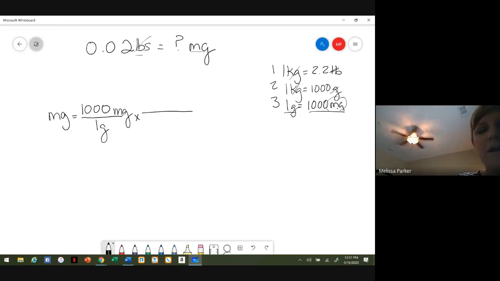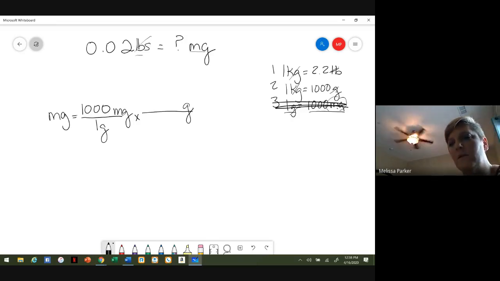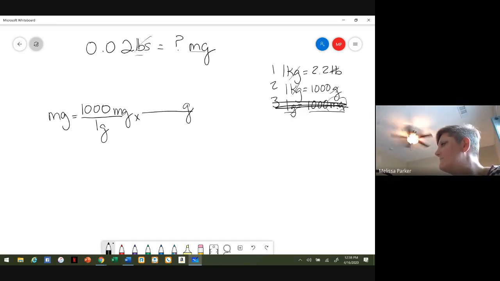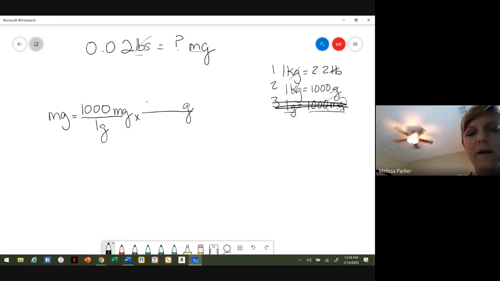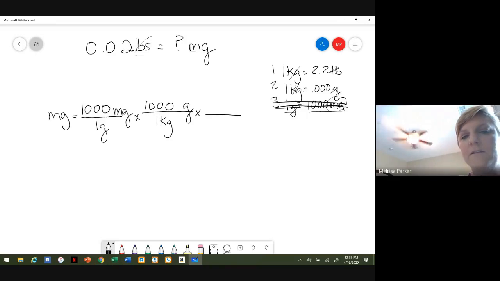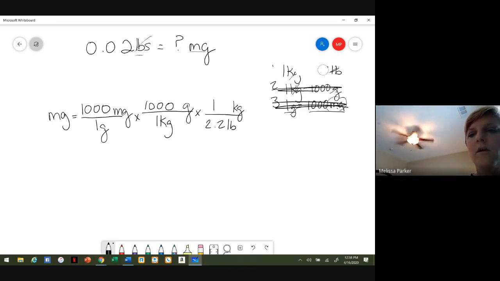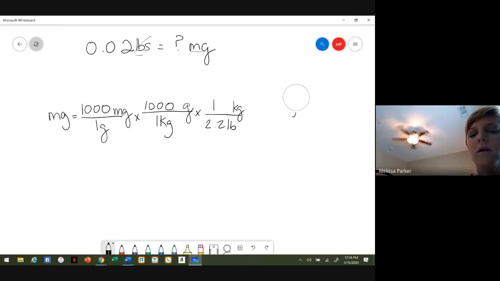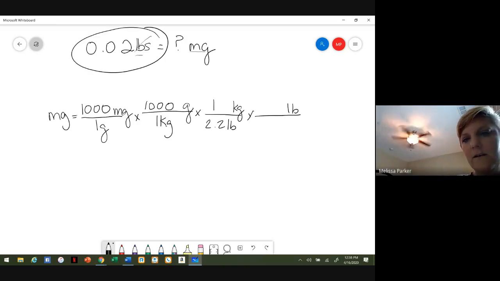Now we know that if this is grams, this has to be grams up here. So I already used that one. So am I using 1 or 2? 2, right? So now I can put my 1,000 grams over 1 kilogram. And then this is kilograms. I only have one conversion left. So 1 kilogram, 2.2 pounds. And then now this is going to be pounds. And that's where I plug this in, right? 0.02 pounds over 1.